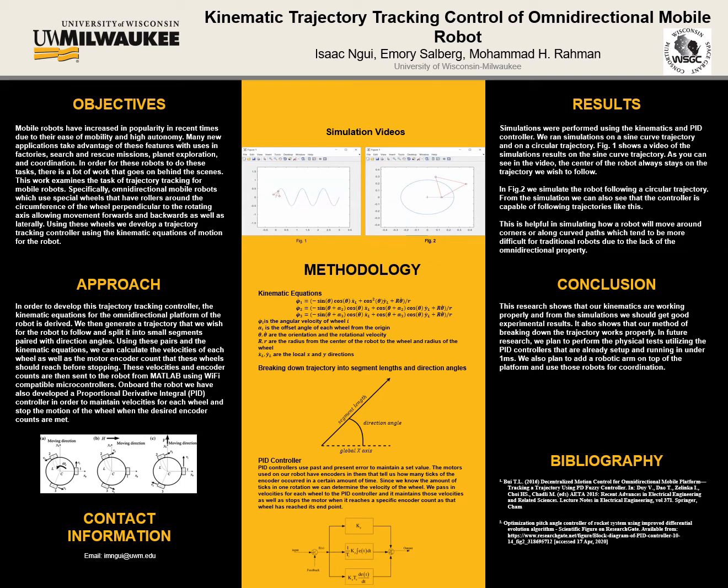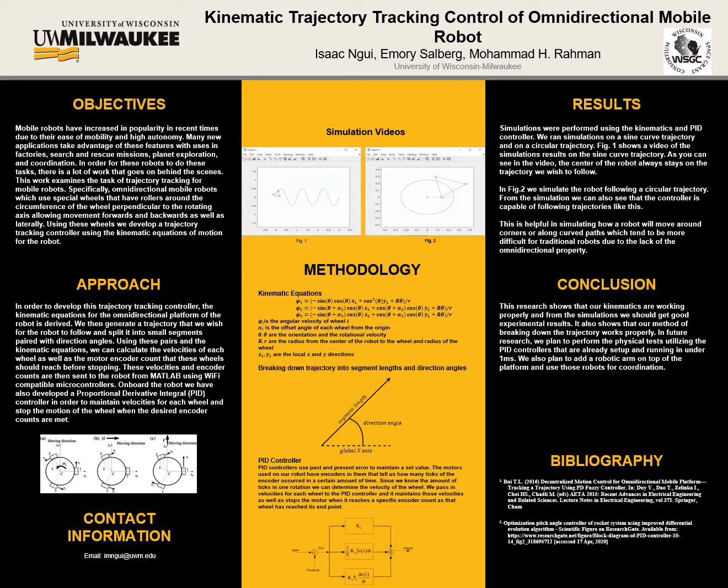I am a senior computer science major at UW-Milwaukee, and I am here to talk to you about kinematic trajectory tracking control of omnidirectional mobile robot. So first off, a mobile robot is any robot with the ability to move from one point to another. So that could be something like a drone or a wheeled robot or a car, things like that. Recently they've increased in popularity due to their ease of mobility and high autonomy.